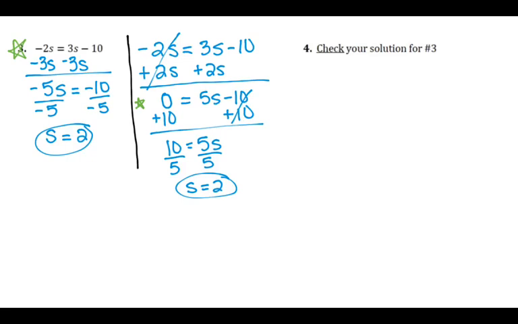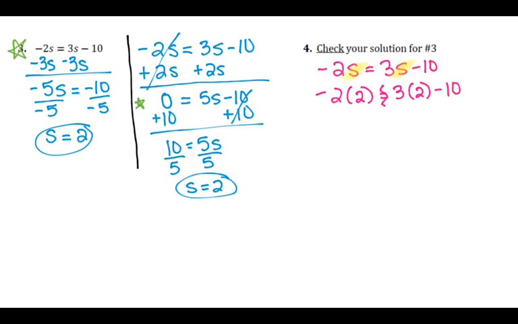Okay, number 4 says to check our solution. So anytime we are checking our solutions, we are always plugging in what we got for s into the original equation. So my original equation was negative 2s equals 3s minus 10. And wherever I see an s, there's one right here and one right here, I am going to replace it with what I think is my answer, which is 2. So I have negative 2 times 2, because I got 2 for s for number 3. And then on this side, I have 3 times 2 minus 10.